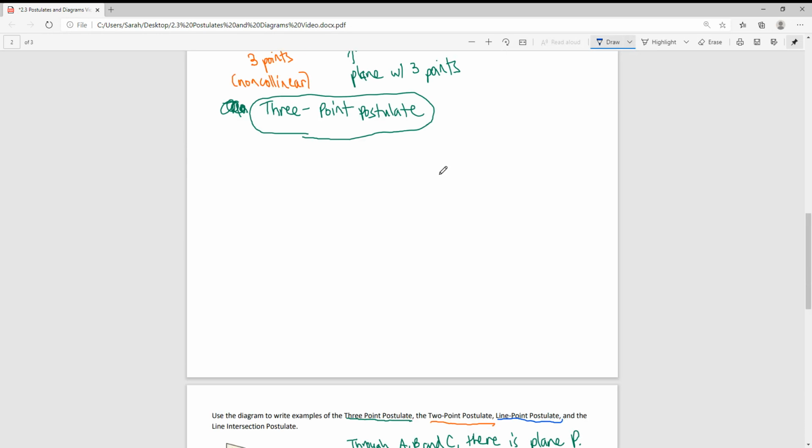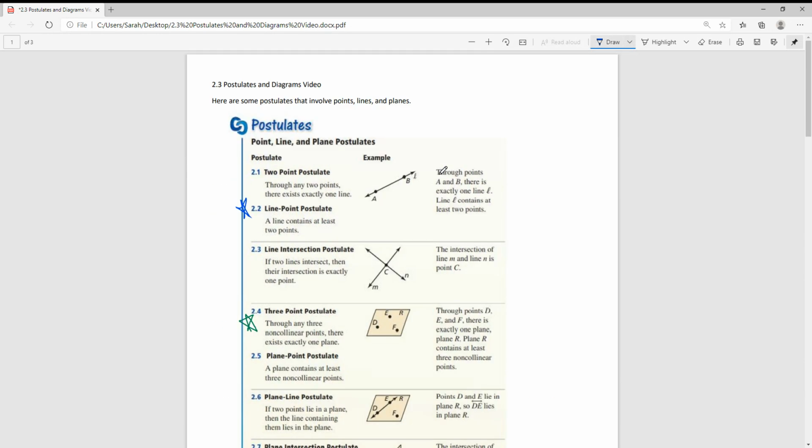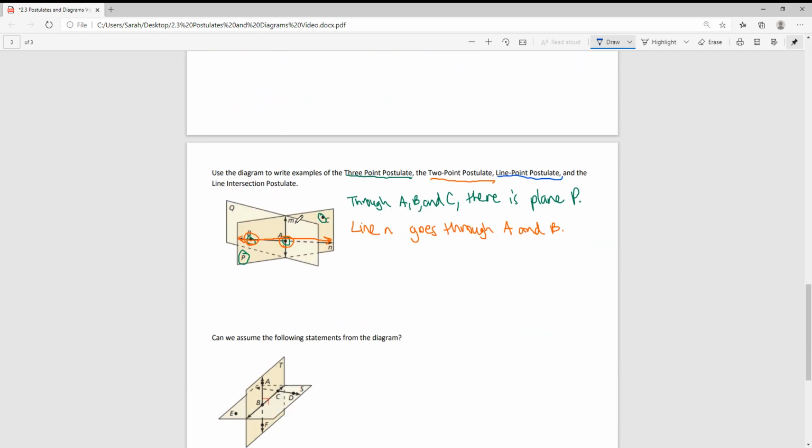So let's refresh our memory on the line point postulate. A line contains at least 2 points. So we can use that same thing we just looked at: line N contains points A and B.